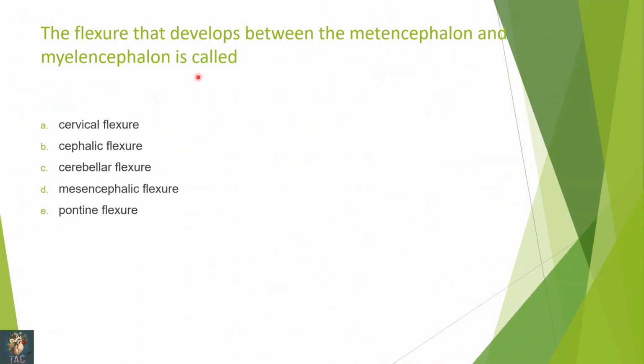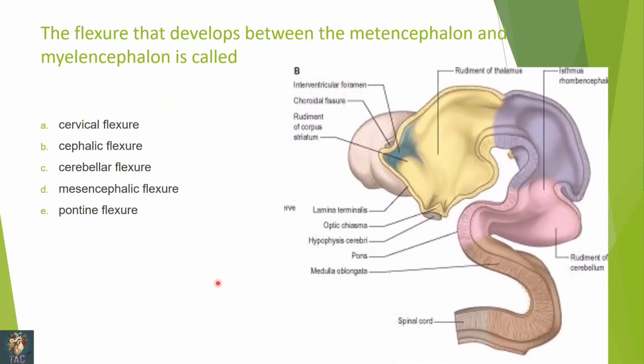Next: the flexures that develop between the metencephalon and myelencephalon are the cervical, the cephalic flexure, the cerebellar flexure, the mesencephalic, and the pontine. Here is the diagram, and in this diagram you can see the myelencephalon and metencephalon, and the flexure present between these two is the pontine flexure. So this is the correct option.